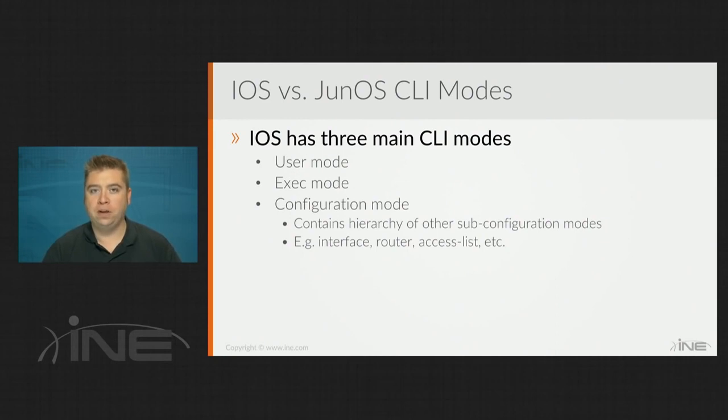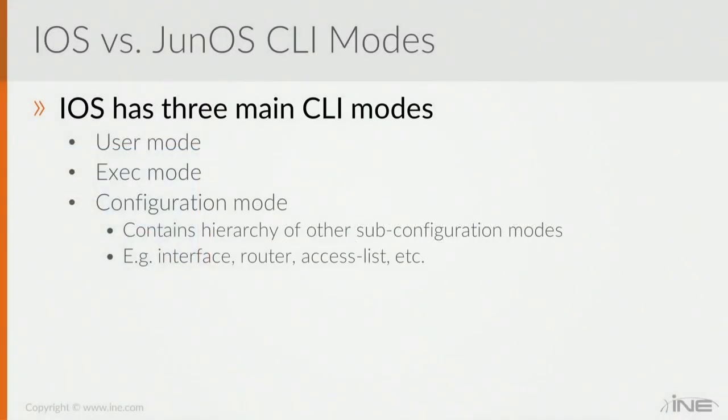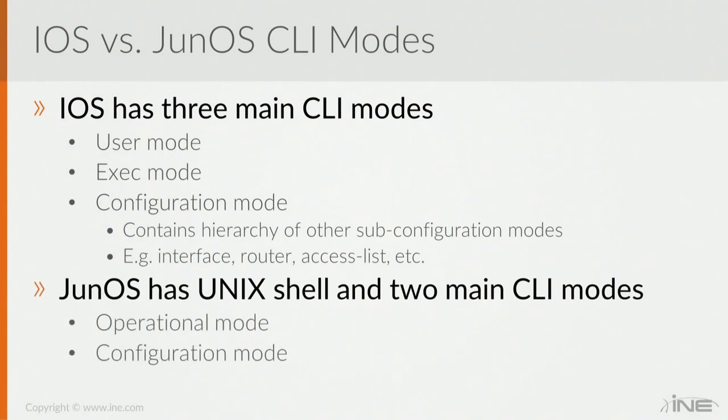Now, inside of global config, we also have the hierarchy of the rest of the configurations. We have global config, then we have interface subconfiguration, we have router subconfiguration. So we'll see as we compare iOS to JunOS, there is some hierarchy to both of them, but generally JunOS has a stricter and a little bit cleaner hierarchy as we look at some of the final configurations. Now, as we compare this to JunOS, JunOS has a Unix shell, plus it has 2 main CLI modes as opposed to 3.